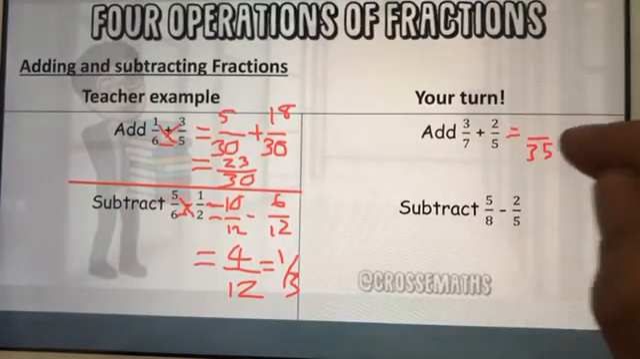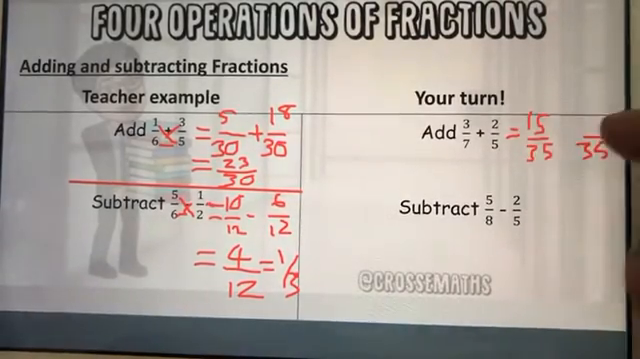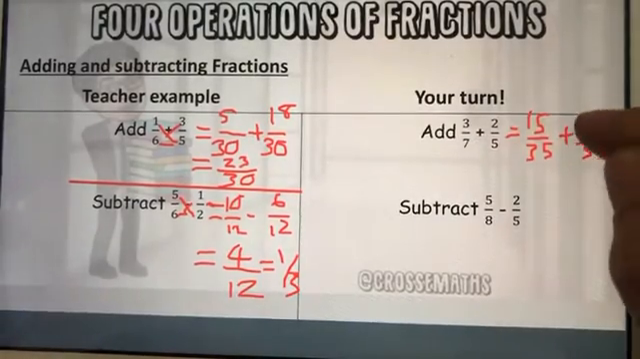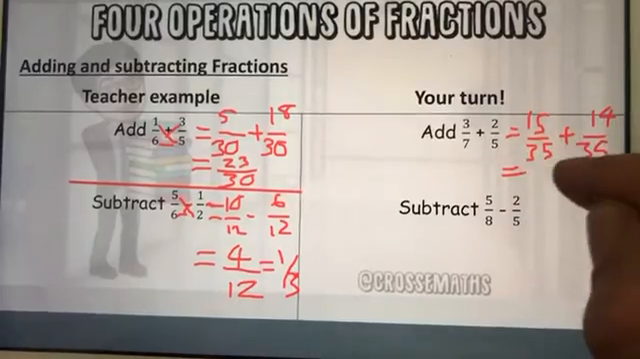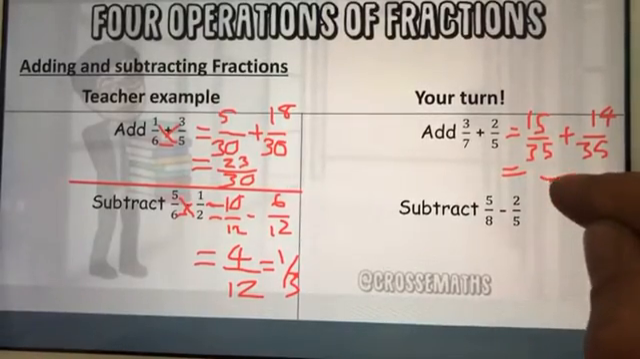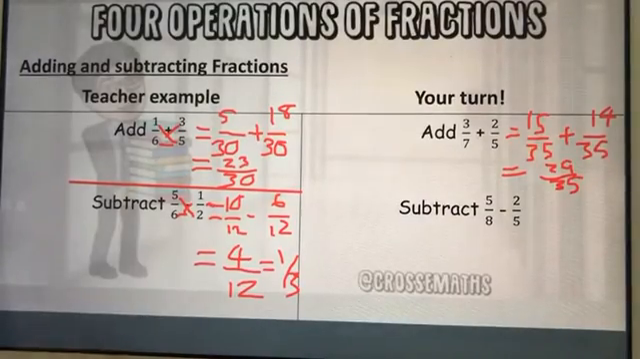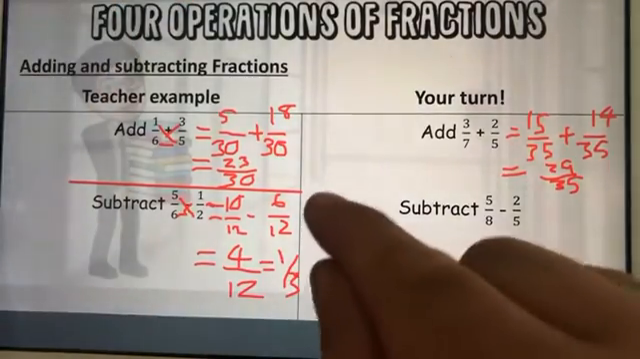5 times 3 gives me 15 on the top of the left one. It's still a plus question. 7 times 2 gives me 14 on top of the right one. All I do then, I keep 35 on the bottom. And I just add the top. 15 plus 14 is 29. 29 over 35. Okay, well done if you got that correct.